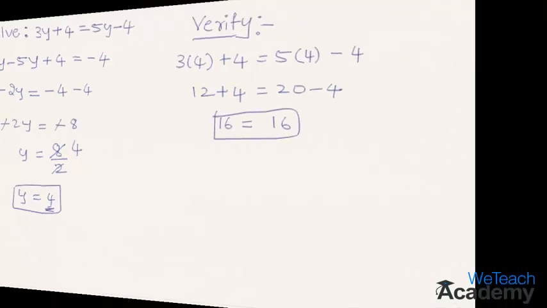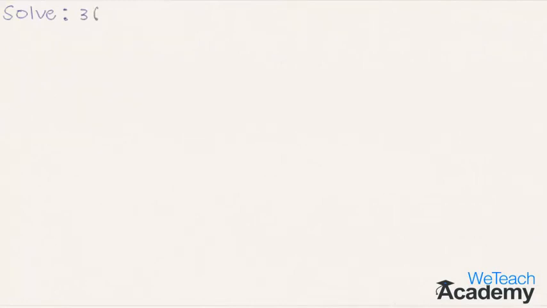Now let us solve another example over here. 3 into (x - 3) = 5 into (2x + 1). Let us multiply the individual term 3 to the group x - 3. By multiplying, we get 3x - 9 =, and by multiplying 5 with the group 2x + 1, we get 10x + 5.